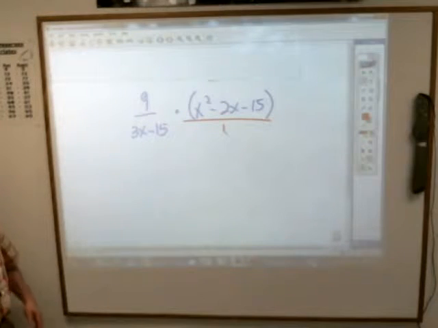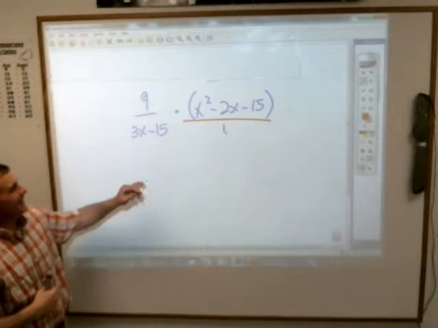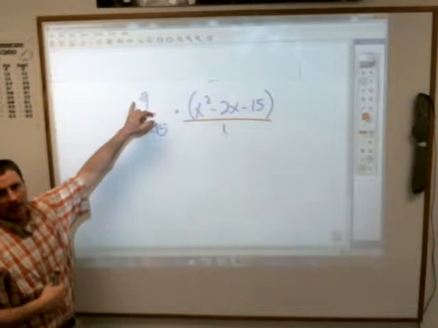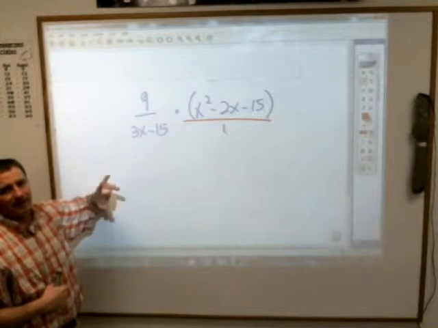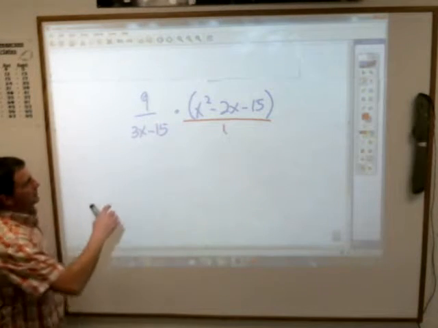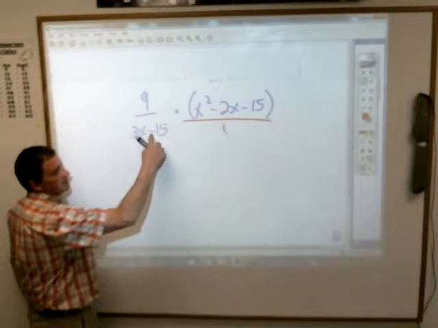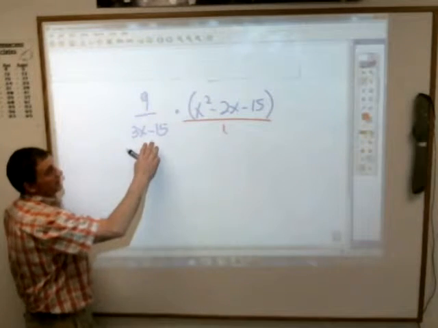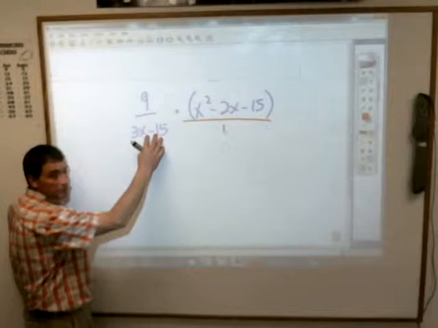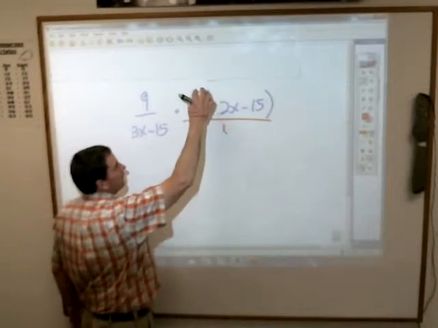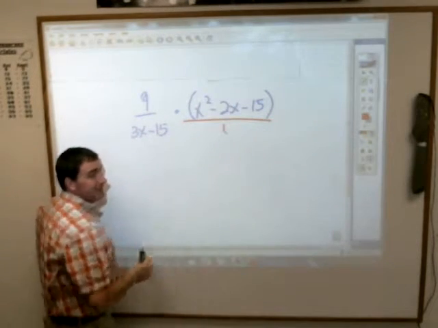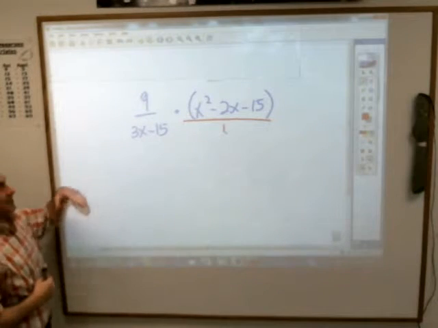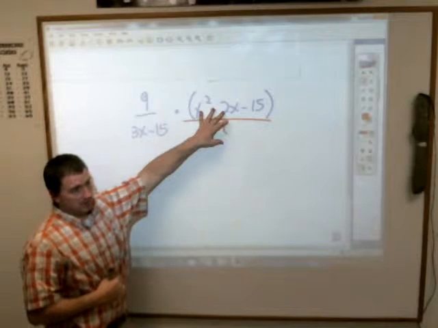I cannot just randomly take this 3 and cross it off with that 9 because, like I said before, things have to be factors. And because this 3x is tied in with this minus sign to this 15, the only way right now, as it stands, for anything on this bottom to cross off, there would have to be another 3x minus 15 up on top somewhere as a factor. So right now, as it stands, I can't do anything with this.